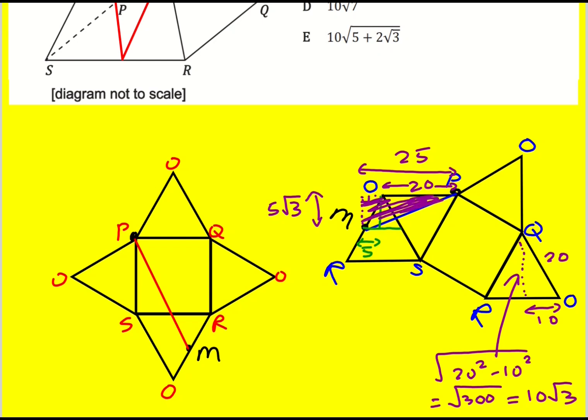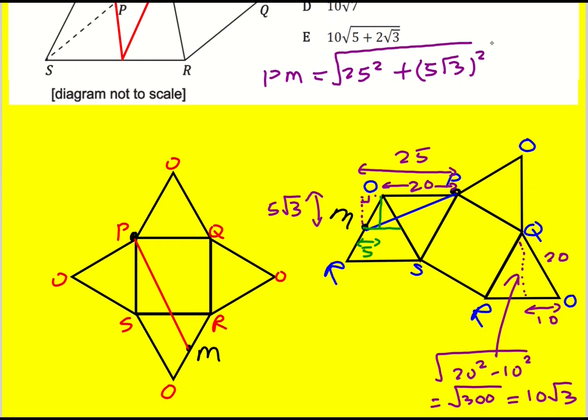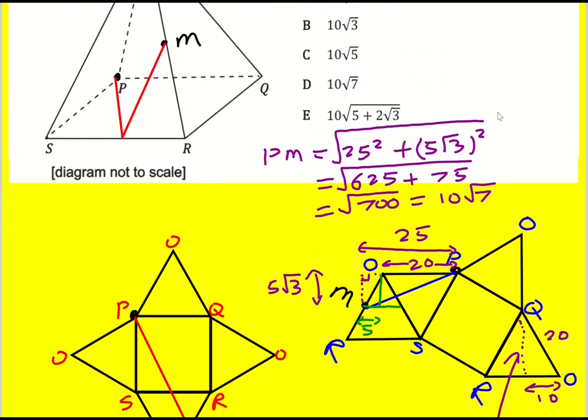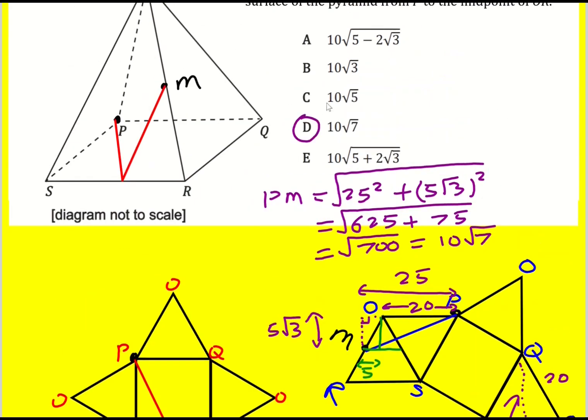It has a hypotenuse of PM. That's the one I want to find, that shortest route. Height of 5 root 3 and base of 25. So PM is going to equal 25 squared, that horizontal base, plus 5 root 3 squared, all square rooted, which is 625 plus 5 times 5 is 25, root 3 squared is 3, 75 square rooted, which is the square root of 700, or 10 root 7. That ends up being the shortest distance along the outer surface.